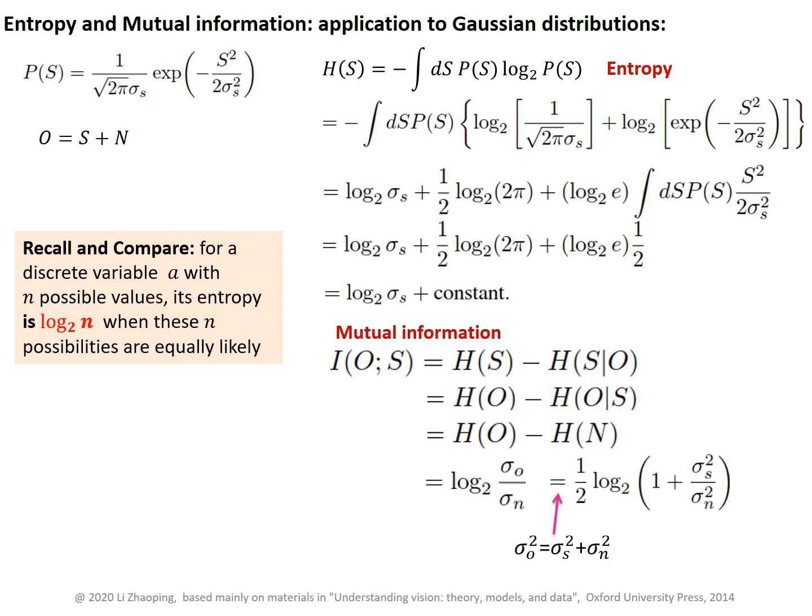Now let's put in our knowledge that the variance for O equals the summation of variances from S and N, so that we can write this. This results in another useful form, in terms of the ratio between the signal variance and noise variance. This is often called signal to noise, and we will often use this form later.